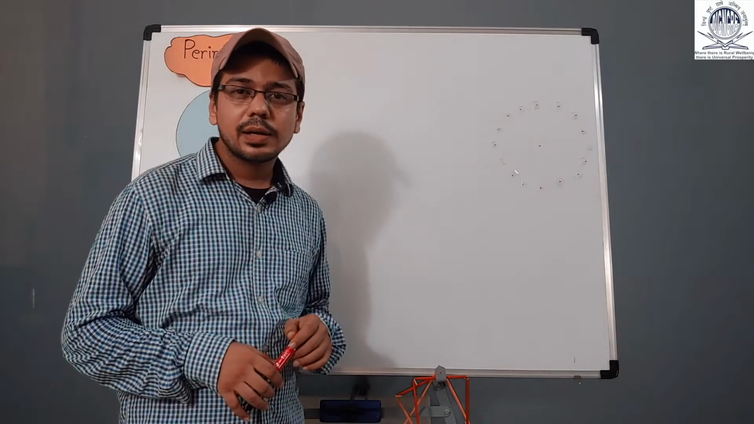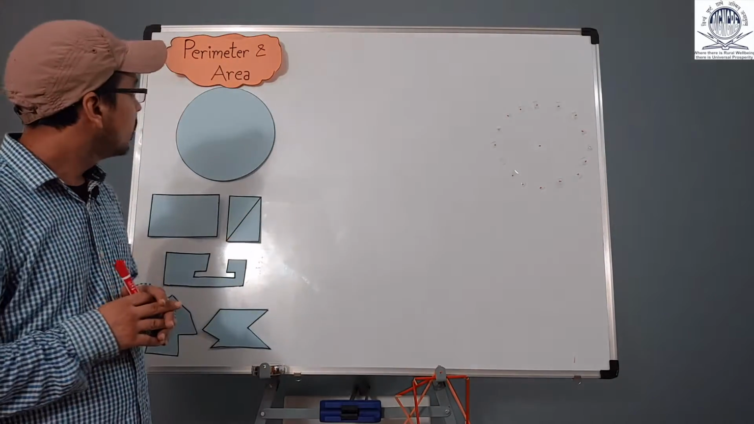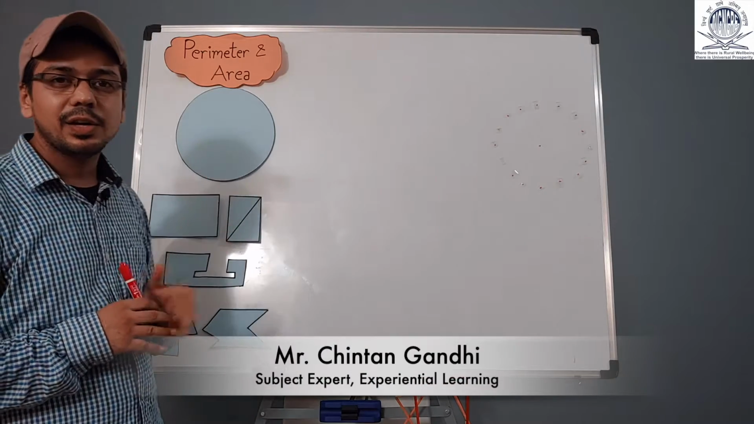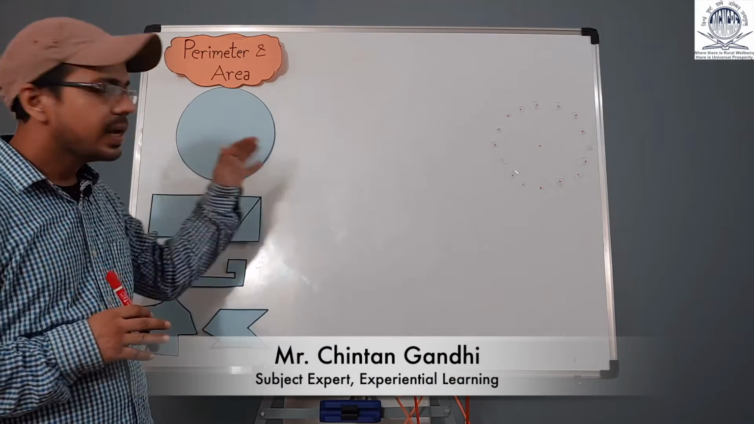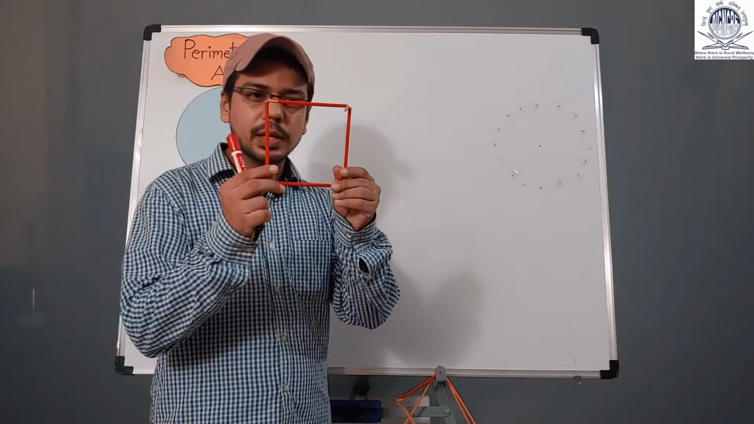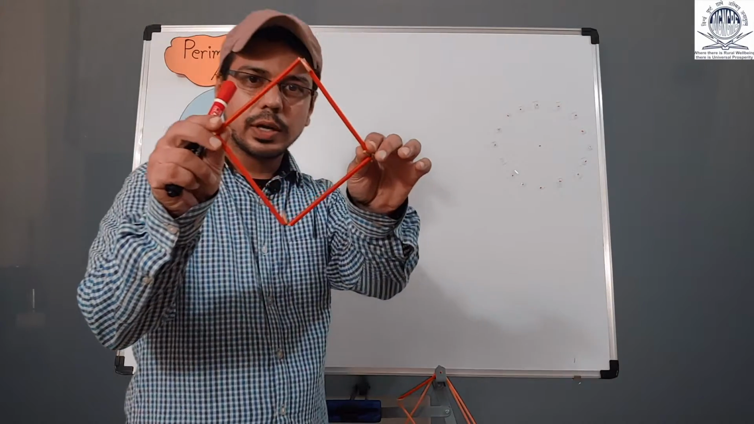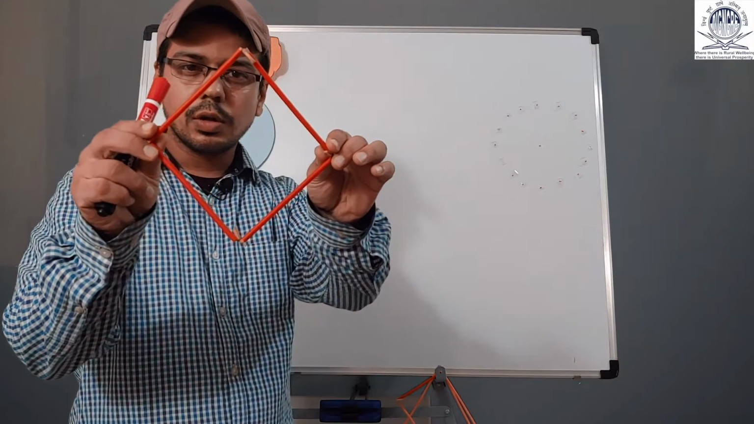Hello everyone, and we are back with some very good learning regarding perimeters and area. So let's see what we have here. First, we have something called, well, what do you want to call it? Let's say I'm holding it like this. What do you want to call it?